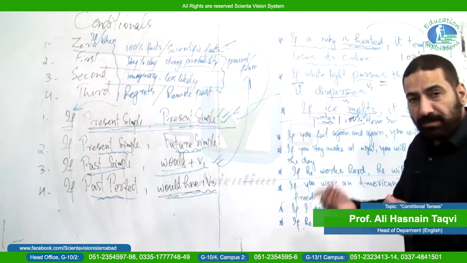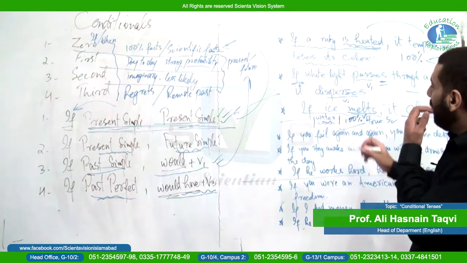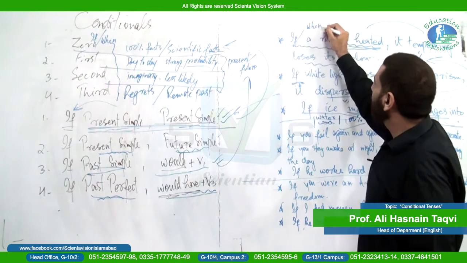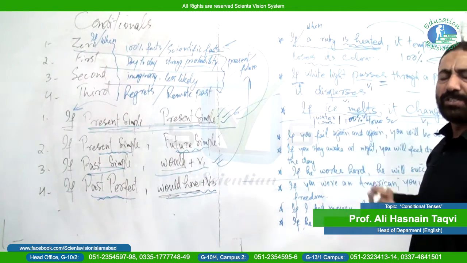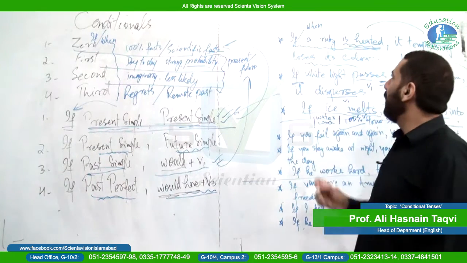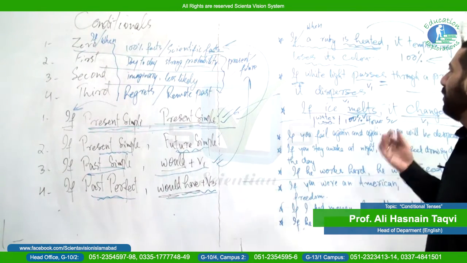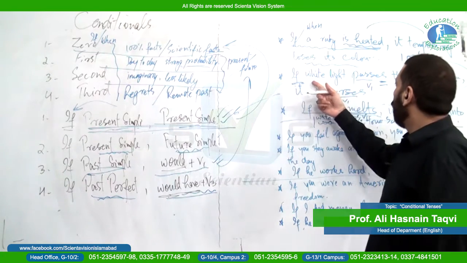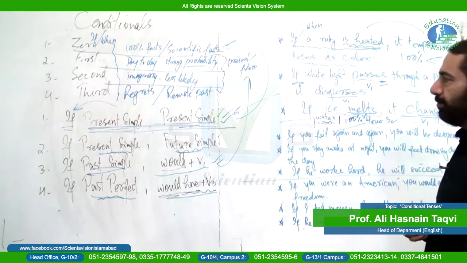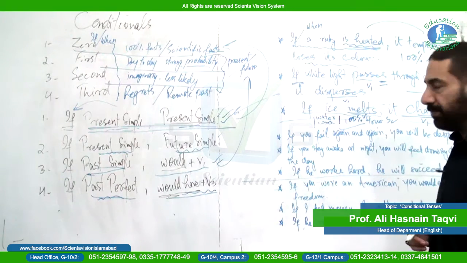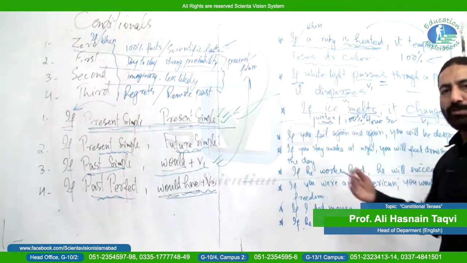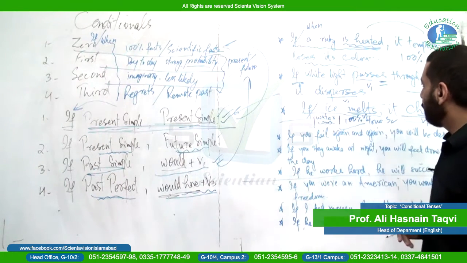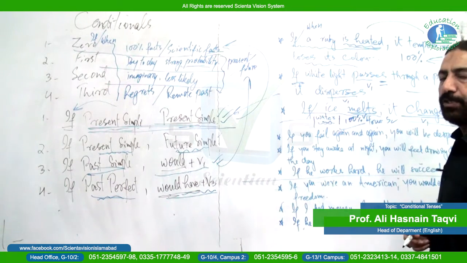There are some possibilities here. Like instead of if, you can obviously use when here. Every time with zero conditional, if can be changed with when. When a ruby is heated, it temporarily loses its color. Exactly the same. When white light passes through a prism, it disperses. No change to the meanings or sense. When ice melts, it changes into water.